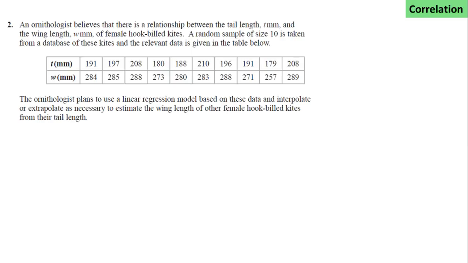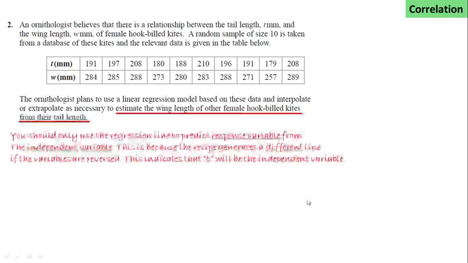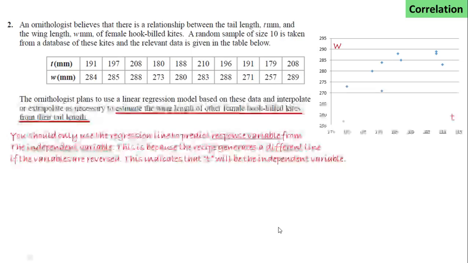Okay, let's start with correlation. Ornithologists are trying to relate tail length to wing length. The objective of the ornithologist is to predict wing length from tail length. It's important to know that you should only use a regression line to predict the response variable from the independent variable. This is because the regression generates a different line if the variables are reversed. This indicates t will be the independent variable. So the tail length is independent, and we're going to predict the wing length, the response variable.